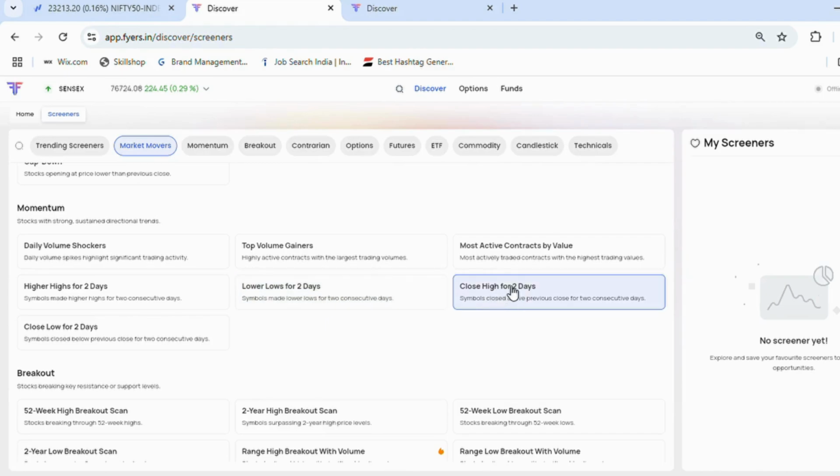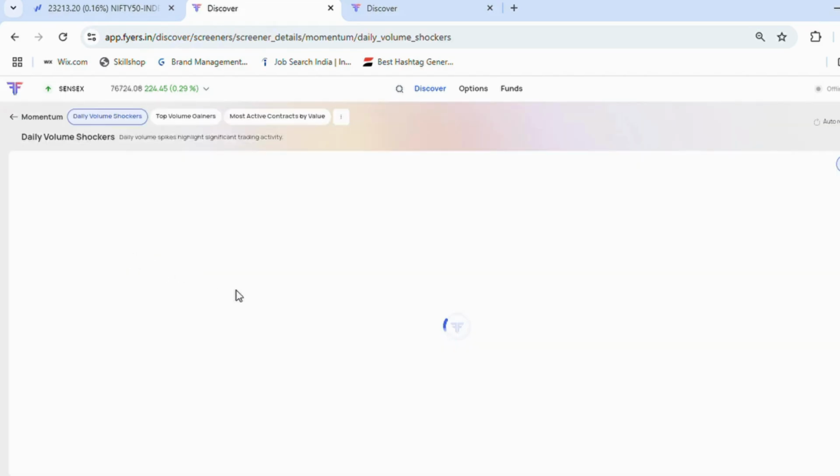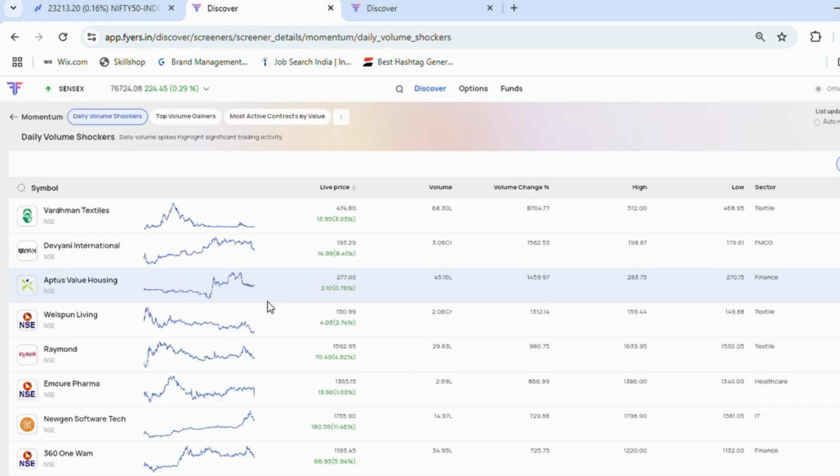The sixth one is close highs for 2 days. This highlights stocks closing near their high points for 2 consecutive days. This suggests sustained bullish pressure and potential continuation patterns. The seventh one is close lows for 2 days, which highlights stocks closing near their low points for 2 consecutive days. This indicates sustained bearish pressure. So let's start with the volume based screener. Basically, volume is the key to confirming momentum.